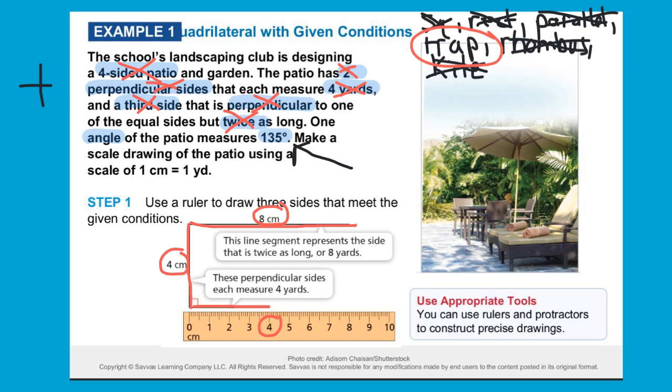I don't have a protractor with me on this screen, so let me think about 135 degrees. I know what a 90-degree angle looks like. It looks like a corner. And that leaves a 45, which would be half of a corner more. So if we just connect these 2, this angle right here is about 1.5 corners. We have 1, 2, 3, 4 sides. 2 of them are 4 centimeters. One of them is twice as long. I think we've got it.